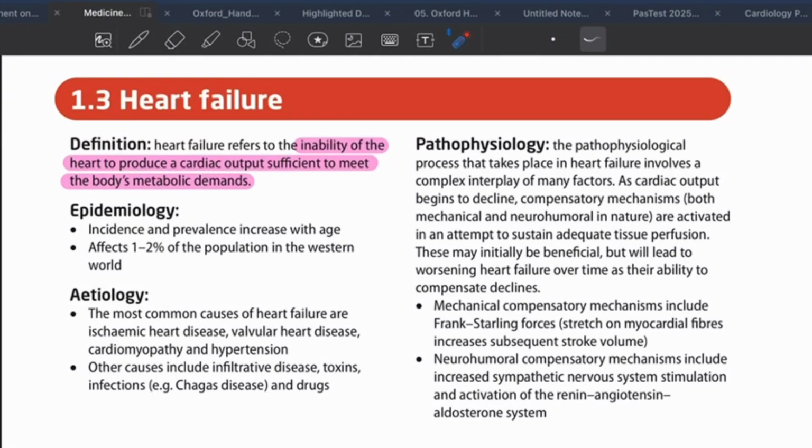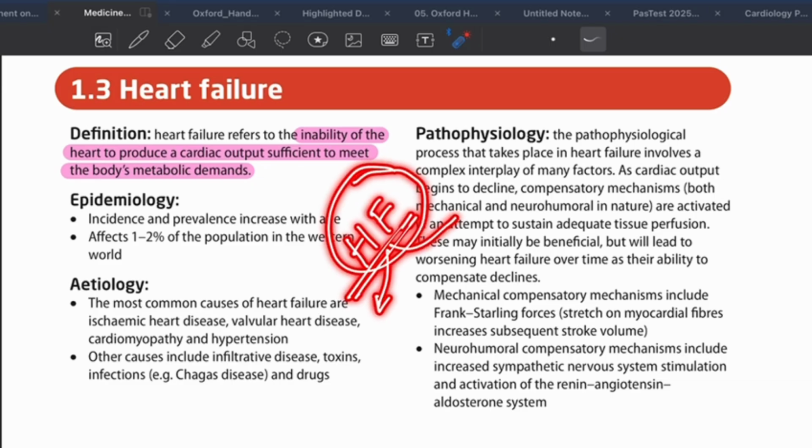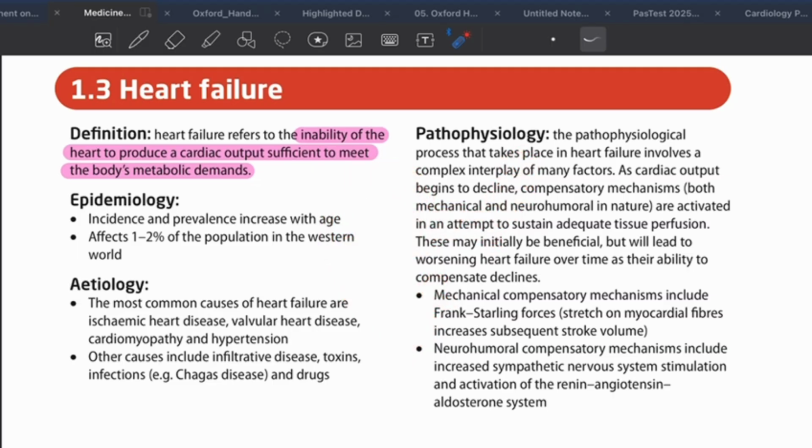Let's learn quickly about what is heart failure and how to clinically diagnose heart failure and distinguish between what is left heart failure and what is right heart failure. Here you can see, inability of the heart to produce cardiac output sufficient to meet the body's metabolic demand is called heart failure.